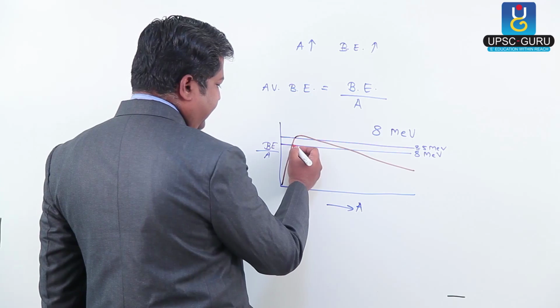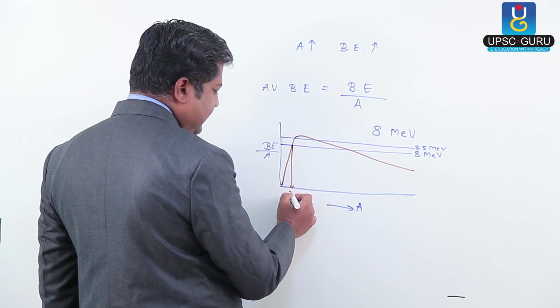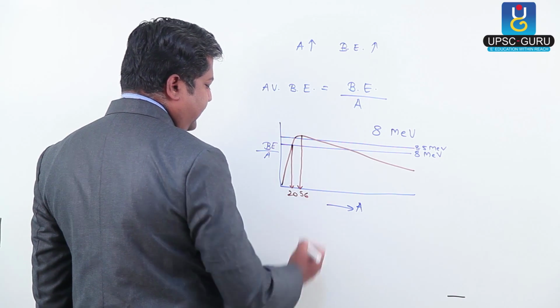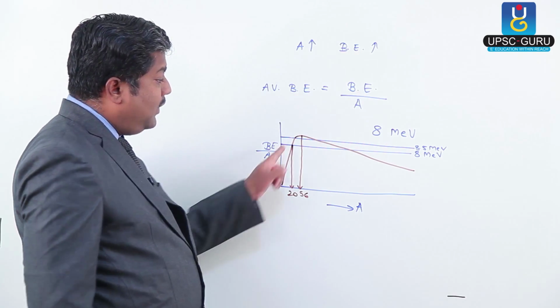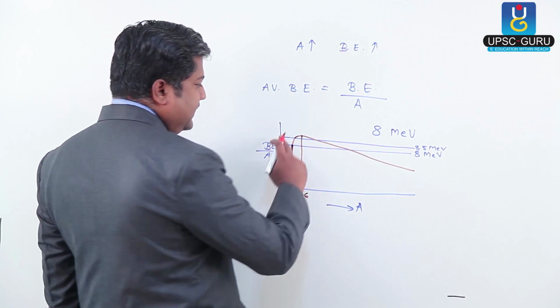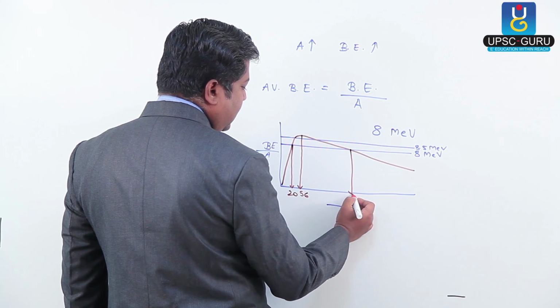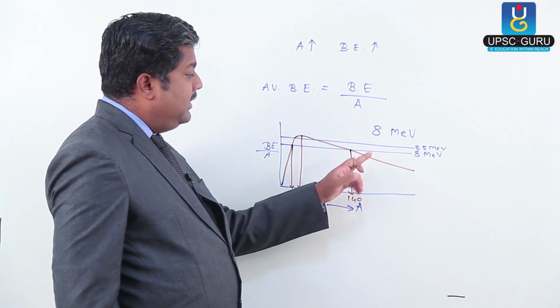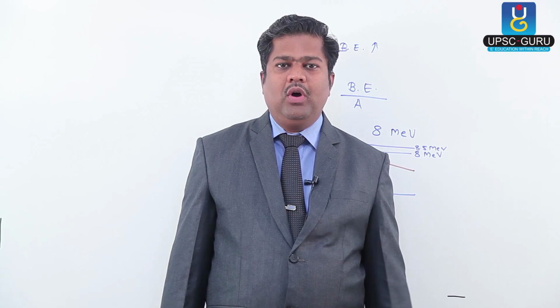Till 20 it is less. For mass number 56 it is maximum, that is for iron. Then onwards it starts decreasing, and somewhere around mass number 140 it starts decreasing further, and ultimately it goes below 8. As binding energy per nucleon is in the range of 8, elements show high stability. As binding energy per nucleon decreases and goes below 8, the nucleus becomes unstable.